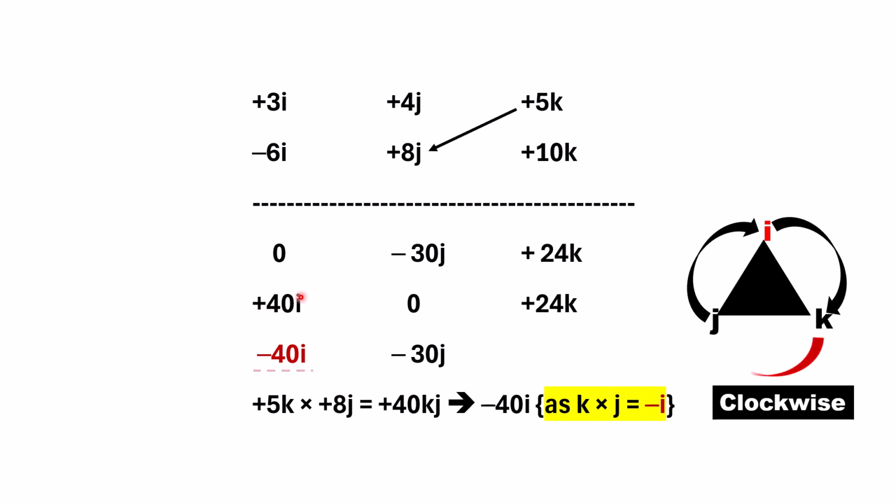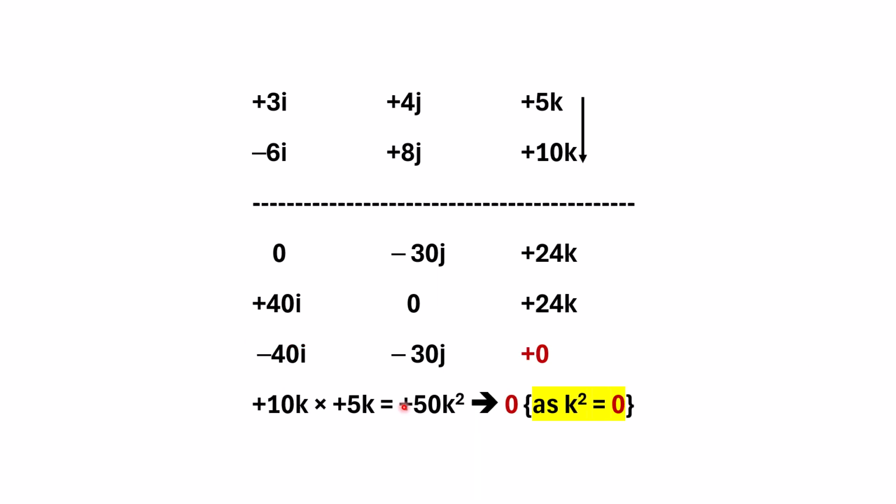Now the last step, again easy, because you are multiplying k with k. Plus 5 into plus 10 is plus 50, then k into k, k square, is 0. i square, j square, k square, these are zeros. So just put a 0 in the k column. Now we will add the partial products.